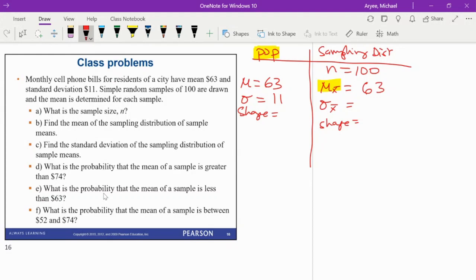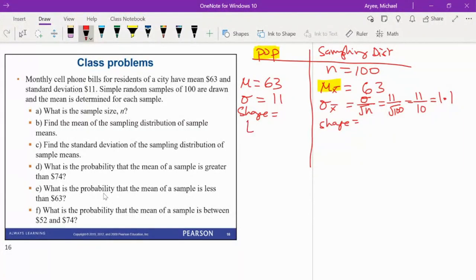Sophia, what is sigma x bar? First, what is the formula? Sigma over square root of n. Good. So what should I write? 11 over the square root of 100. Good. So that's 11 over 10, and that's 1.1. Okay, very good.